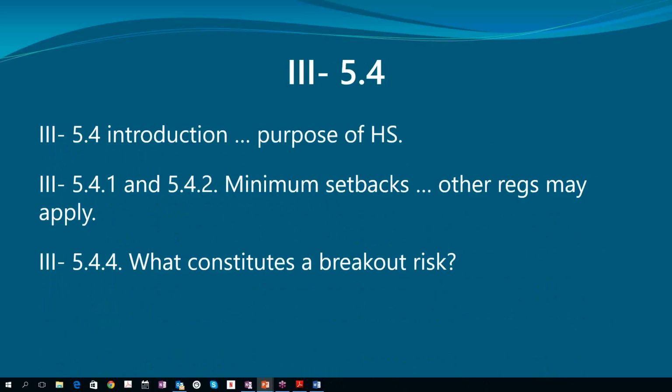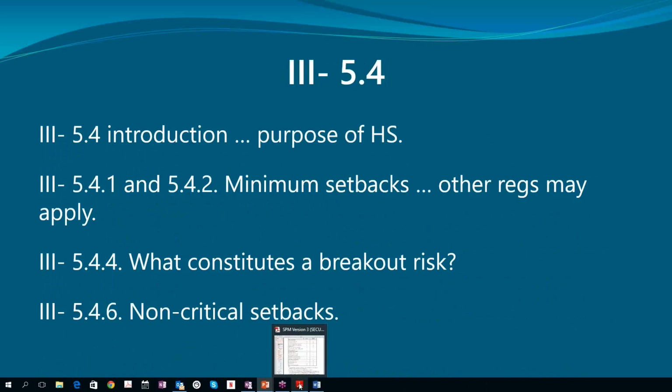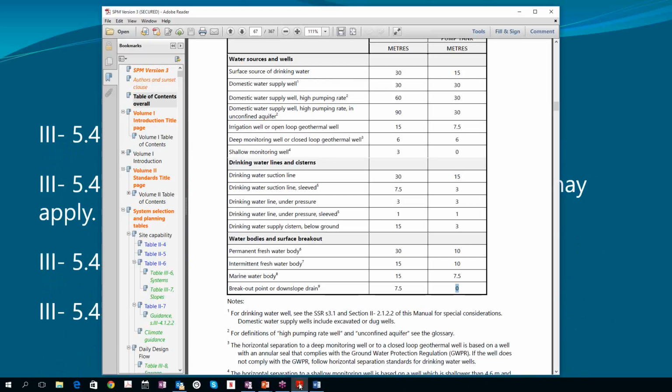Basically, not everything that looks like a breakout risk is. It could be an interceptor drain that's just slightly lower than the infiltrative surface, for example. Some ditches are not a breakout risk. Depends on how much water and how often and some other things. And then the non-critical setbacks are no longer in the critical standards. They're in the guidelines where they probably should have been all along.